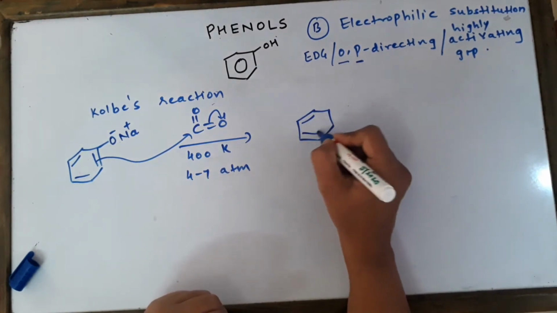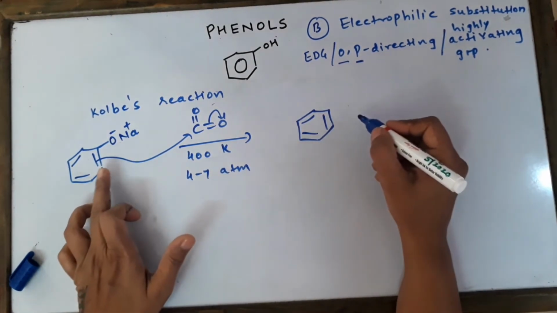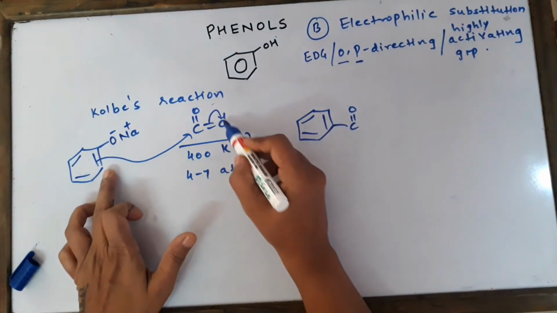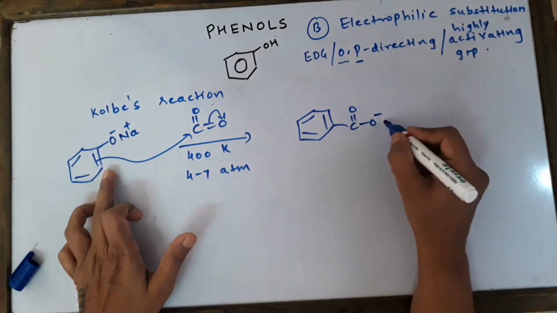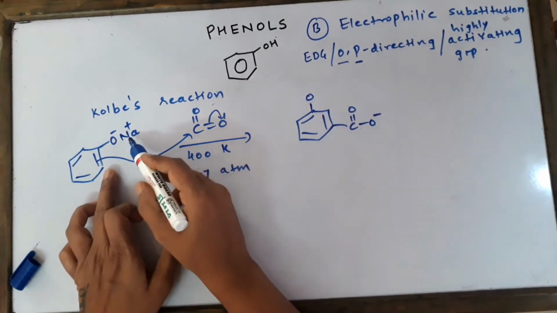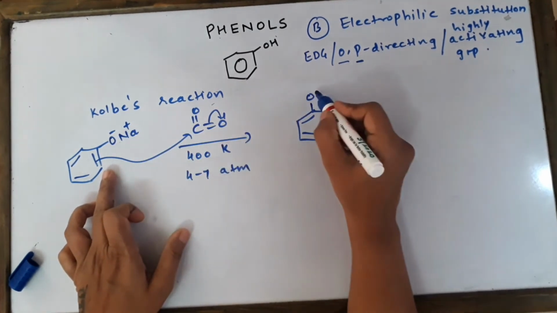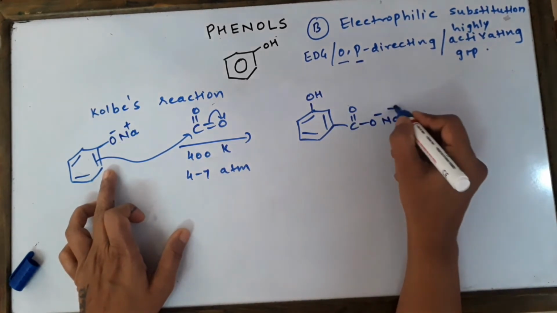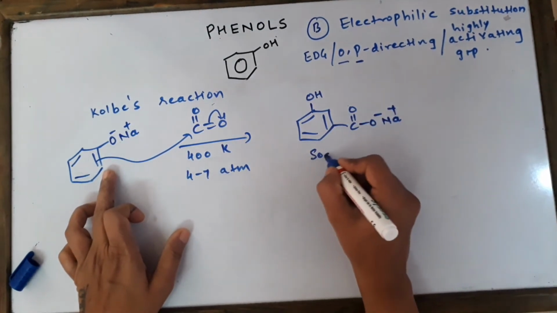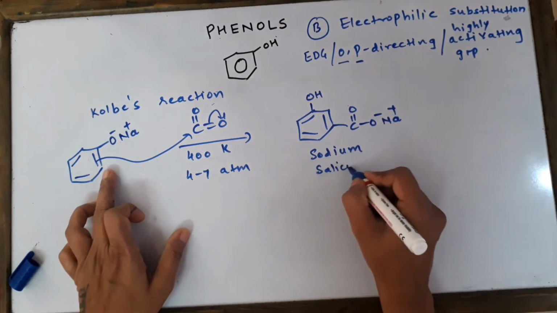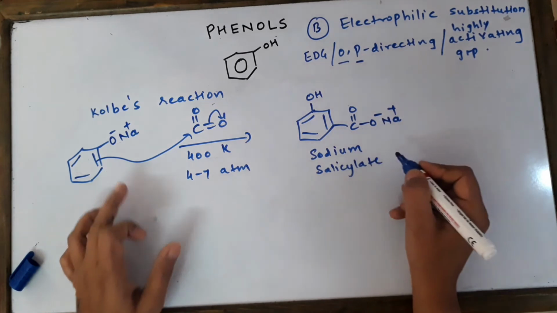Alright, so the H plus from here is knocked out, please remember, and you will get C double bond O, O minus, and H. Now that H basically will go at this place. So instead of ONa, we will write H, and that sodium will be written here. So we will be getting this famous compound, sodium salicylate. Sodium salicylate is a salt of salicylic acid.